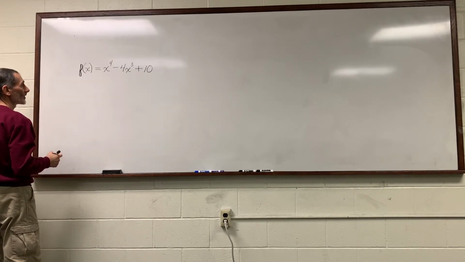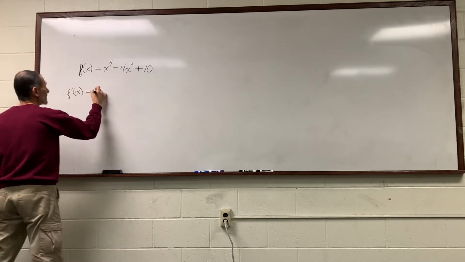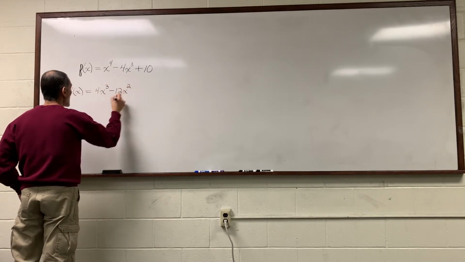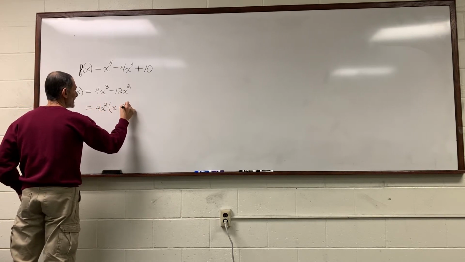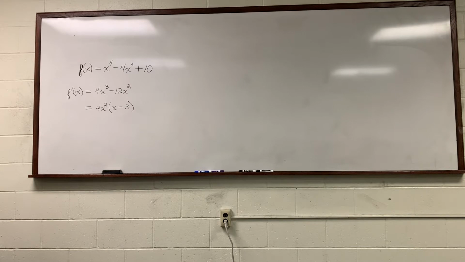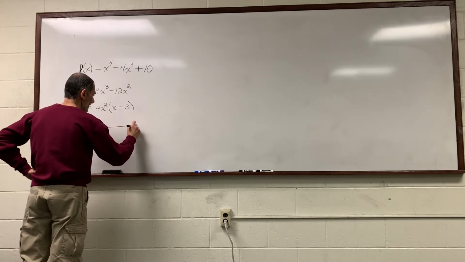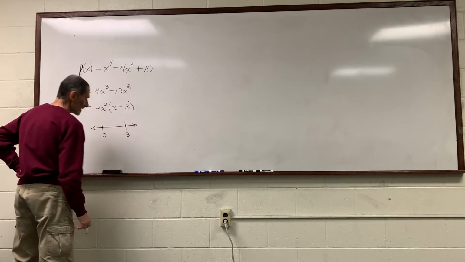Let's start then with our first derivative. F prime of x equals 4x cubed minus 12x squared. Let's factor that completely. We can pull out 4x squared. That's x minus 3. And what we have is two critical numbers, 0 and 3, when we set this equal to 0. So, let's draw a number line representing the domain of the function. Our critical numbers, 0 and 3. Let's test our intervals.